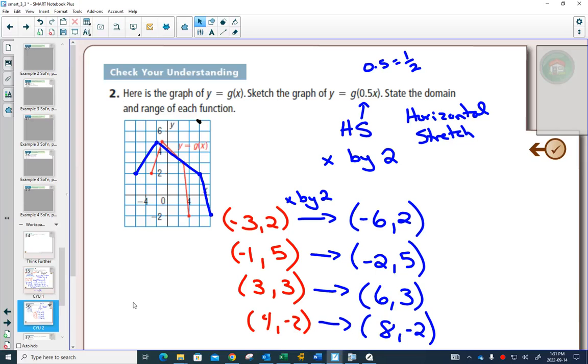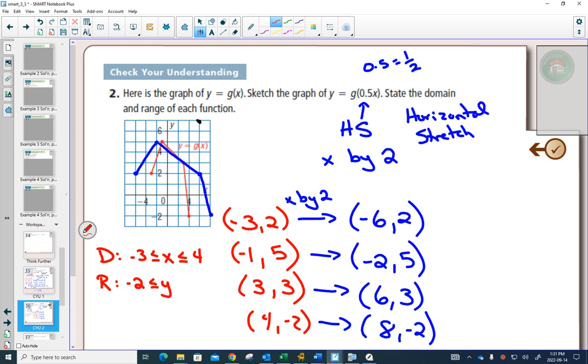I learned from my mistake last time. Read the question again. It says domain and range of each function. So again, I'll color code it. The domain, and this time I'll use set notation. The smallest x value is -3. The largest x value is 4. The range of the red one, the smallest y value is -2. The largest y value is 5.